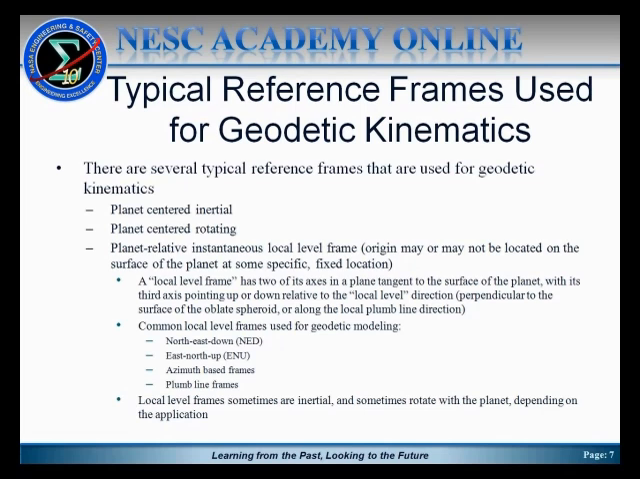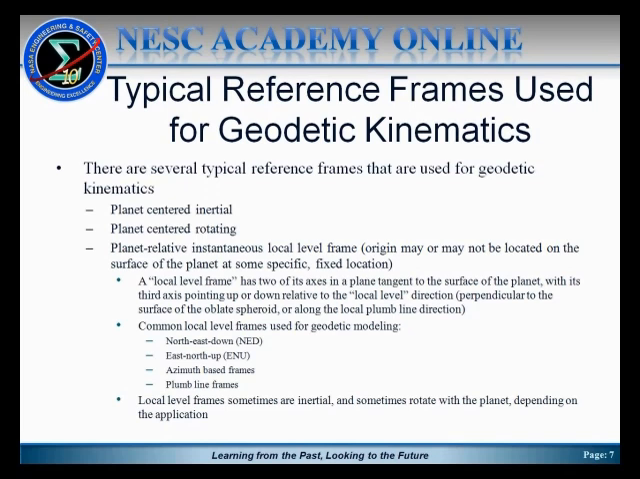You can also define planet relative instantaneous local level frames, whose origin may or may not be located on the surface of the planet. Typically they are, but sometimes, as I'll discuss in a moment, they can be located where the object is itself, which is above the surface of the planet. The local level frame is characterized as normally having two of the axes in a plane tangent to the surface of the planet, again usually directly below the object you're tracking. And the third axis is usually pointing either up or down relative to that local level direction. That means up or down means perpendicular to the surface of the oblate spheroid along a local plumb line direction.